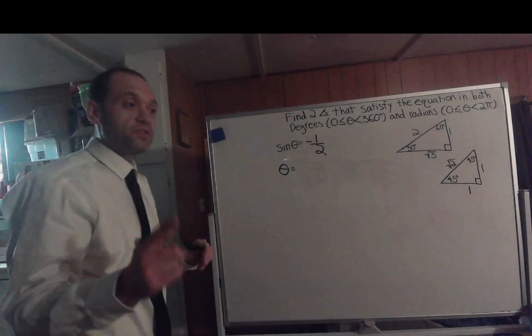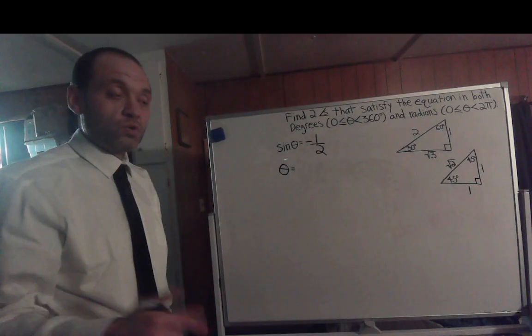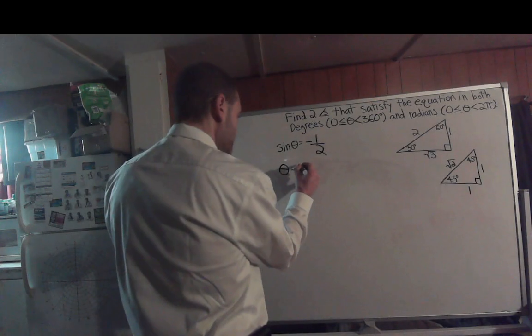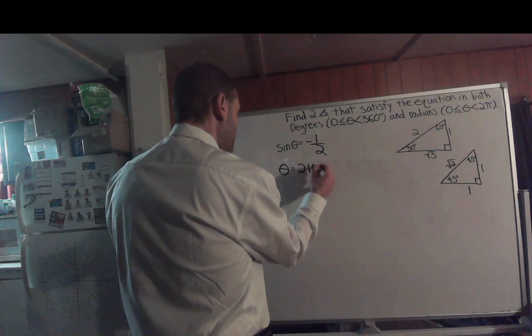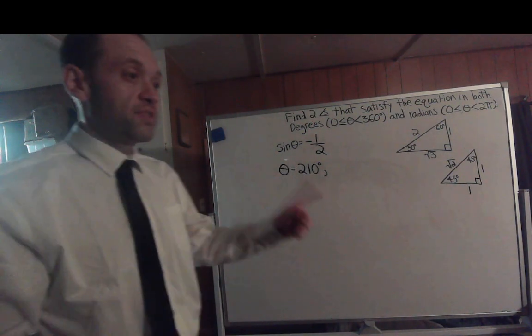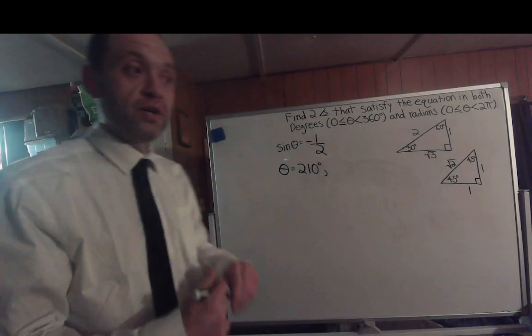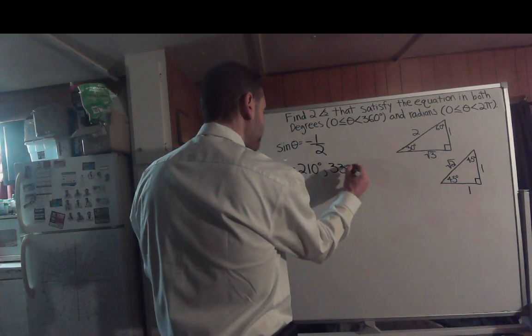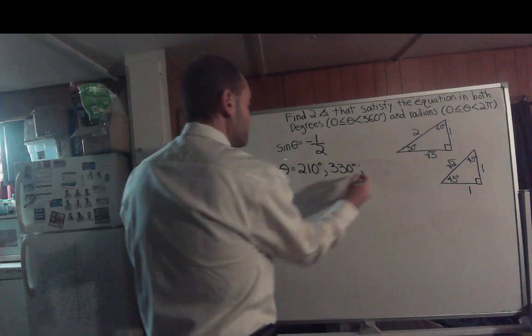So take that 30 to get your third quadrant angle, you'll add that 30 to 180, you would get 210 degrees. And then to get your fourth quadrant angle, you'll take that 30, you'll subtract it from 360, you would get 330 degrees. So those are your degrees.